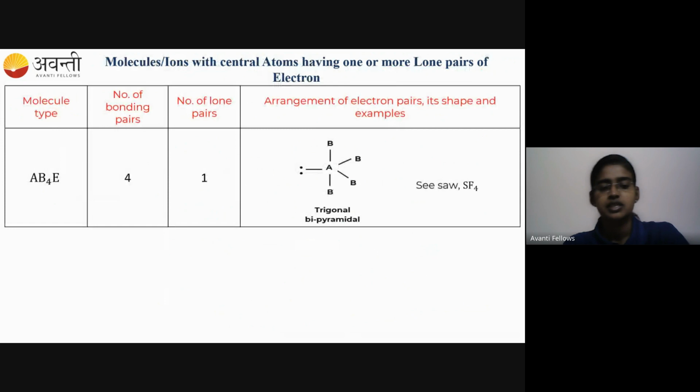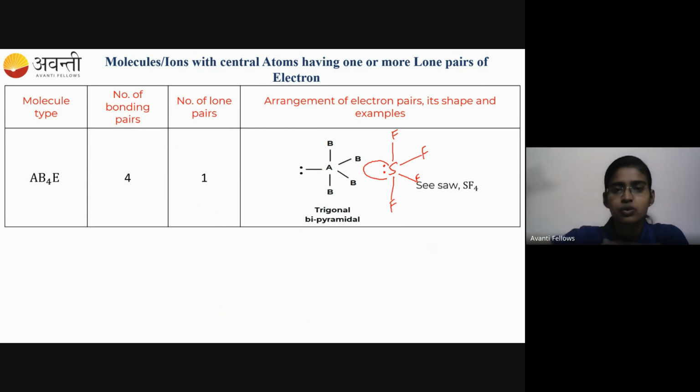The next type is AB4E. So SF4 is taken as an example, which is very important. This type is very important. So sulfur at the center is bonded with 4 fluorine, with one lone pair. 6 valence electrons, no? So 4 bond pair and 1 lone pair. Without lone pair, it will give you seesaw. You all might have played seesaw, no? When these two come here, this will go like this, and when they come here, this will come down. So it is a kind of seesaw shape. And if you consider this lone pair, you will get trigonal bipyramidal geometry, like we have seen in case of PCl5. So that type of structure you will get.